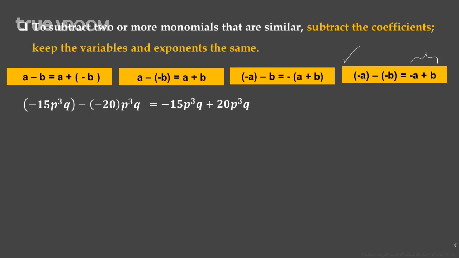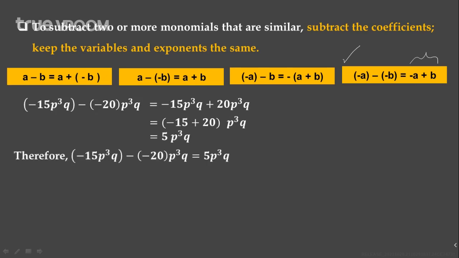Okay, so next step is equal to negative 15 plus 20 and p cubed q. Correct. Next, is equal to 5p cubed q. Correct. So therefore, the final answer is 5p cubed q. Next, we have 19mn minus 25mn. Please answer this one.